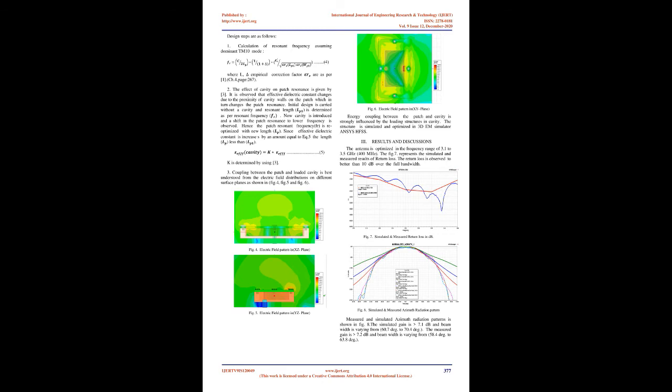Initial design is carried out without a cavity and resonant length is determined as per resonant frequency. Now the cavity is introduced and a shift in the patch resonance to lower frequency is observed. Hence the patch resonant frequency, FR, is re-optimized with a new length. Since the effective dielectric constant is increased by an amount given by equation 5, the length is reduced by equation 5. K is determined by using equation 3.